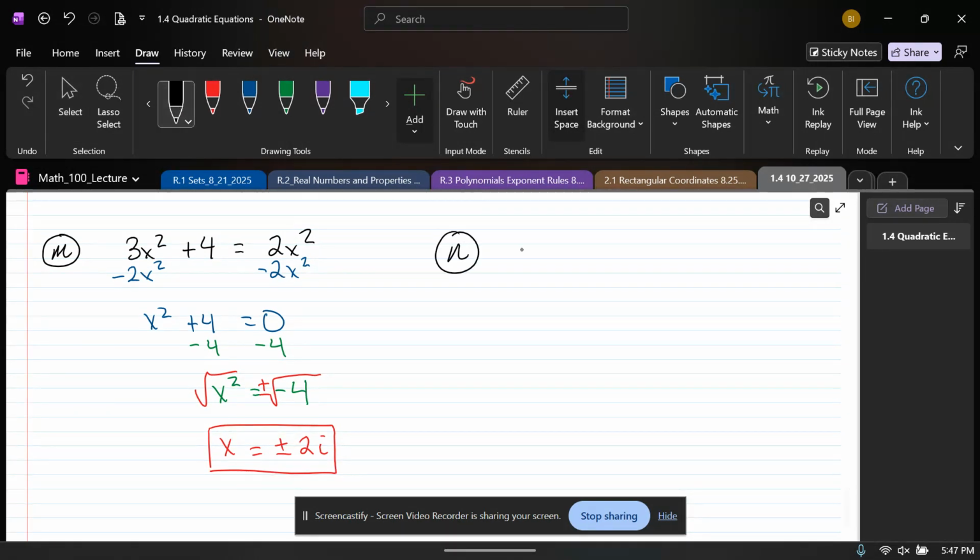Let's say we had negative 3x squared minus 6 is equal to 18. So a similar problem, just a little bit different.